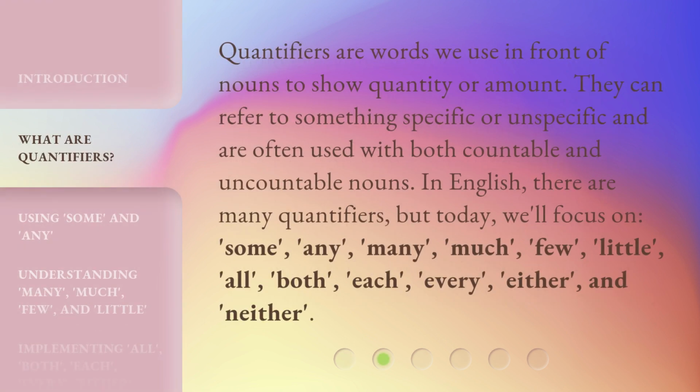Quantifiers are words we use in front of nouns to show quantity or amount. They can refer to something specific or unspecific and are often used with both countable and uncountable nouns. In English, there are many quantifiers, but today, we'll focus on some, any, many, much, few, little, all, both, each, every, either, and neither.